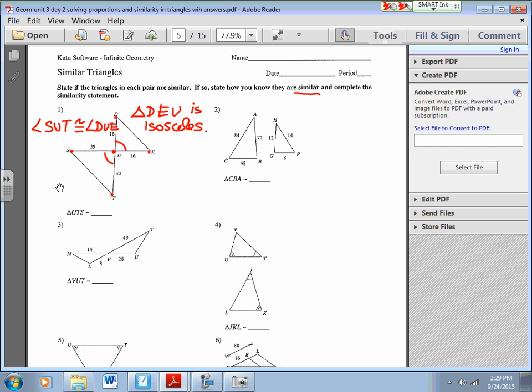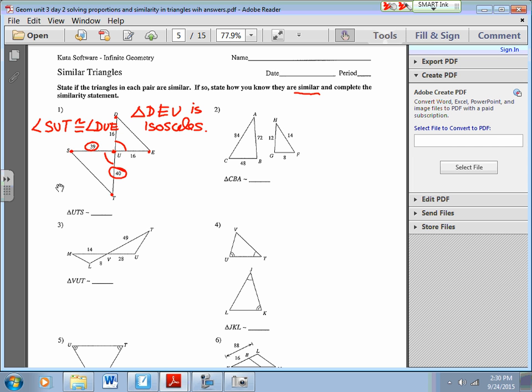So now, I have an isosceles triangle. Is this triangle also isosceles, the other one? Cole, you say no, why? Because those two angles aren't the sides. Remember sides and angle measurements, they are related, but it's kind of like apples and oranges, I guess. You're talking about two different things. 39 and 40, you guys agree, are not the same number? So triangle SUT is not isosceles.